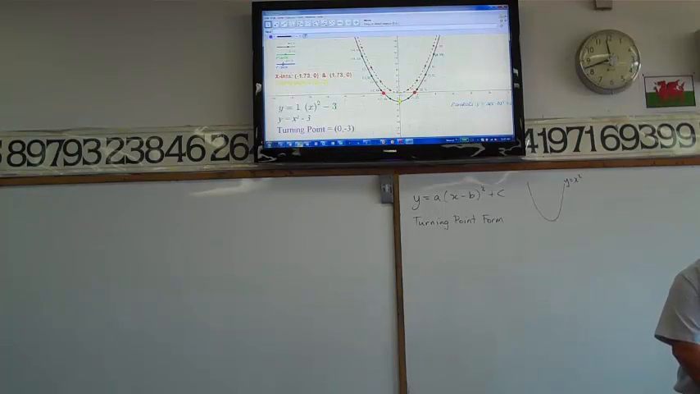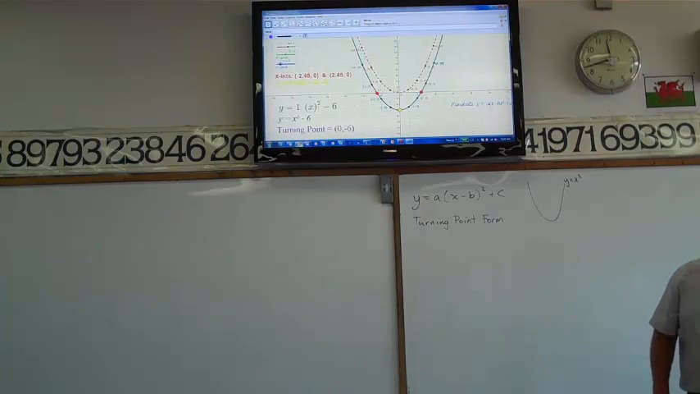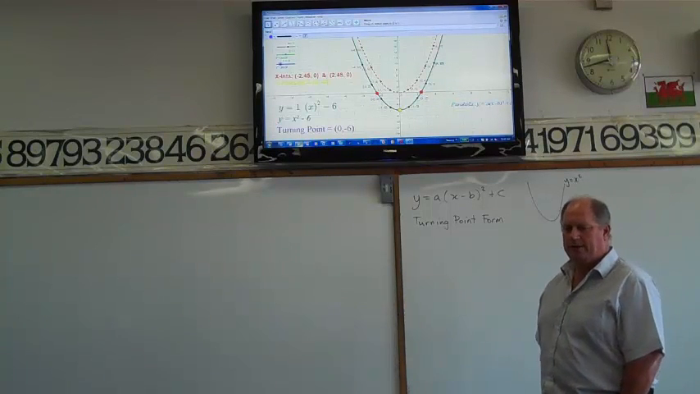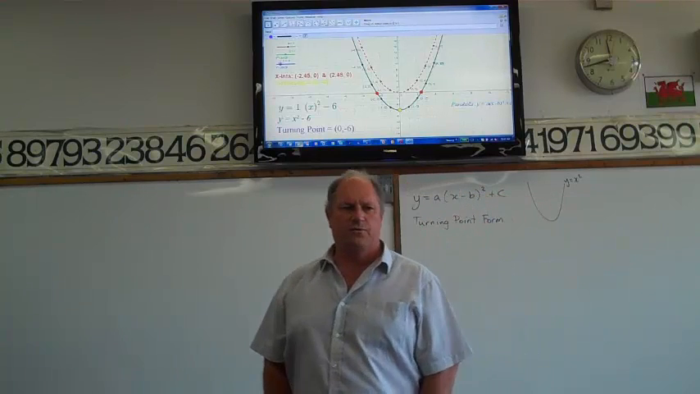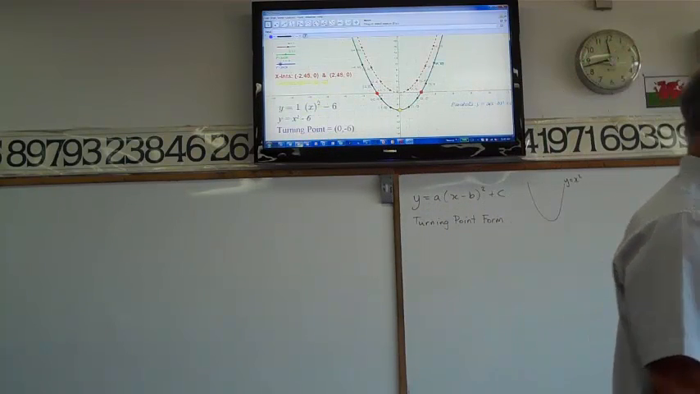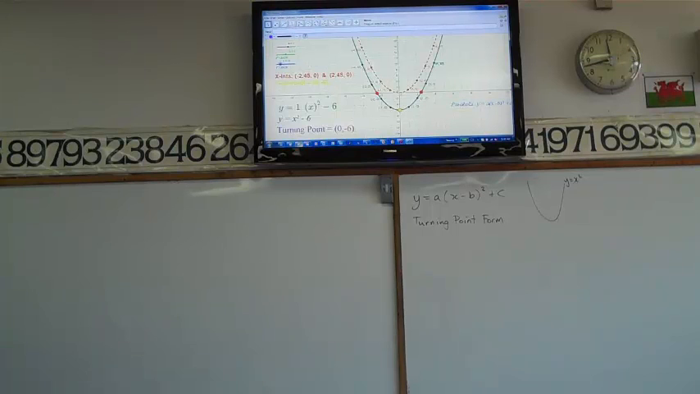The next one says we're plotting the graph of y equals x squared take 6. So I'll change up here. Every point will come down 6 in total. The x-intercepts here are roughly just under 2.5 and -2.5. The turning point's at 0, -6. The y-intercept is 0, -6. We still talk about the same features of the parabolas, even if it's in a different form: the y-intercept, the x-intercepts if they exist, the axis of symmetry, and also the turning point, sorry.